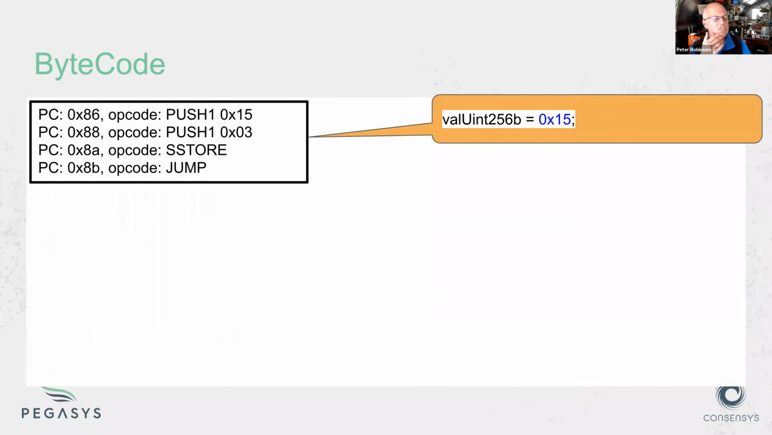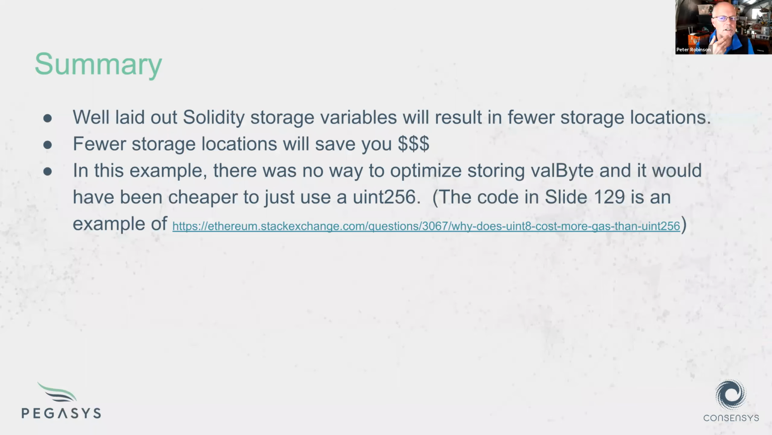So what this is telling you is that well laid out storage variables will result in fewer locations, and fewer locations, well, I say will, but it probably could save you money. It will depend on your usage patterns, because it really comes down to how many times you call that store and load operation. So in the example there was no way of having that first byte in with the other storage locations. But if there had been a spare room, you could have pushed it in with them so that you would have had fewer storage locations.